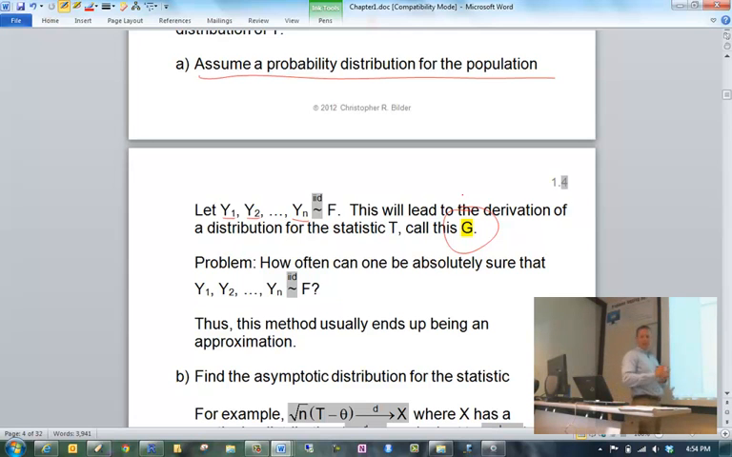So T has a distribution G. You did a lot of this kind of stuff in 882, 883. The problem, though, is how often can one absolutely be sure that Y1 through Yn are IID distributed with a distribution F? Good luck. It's probably not going to happen. That's why this is an approximate way to go about doing this.